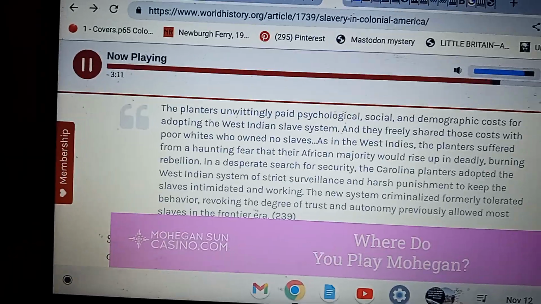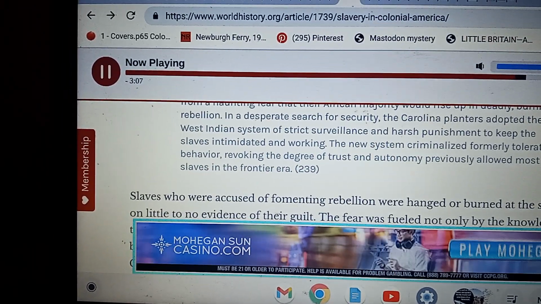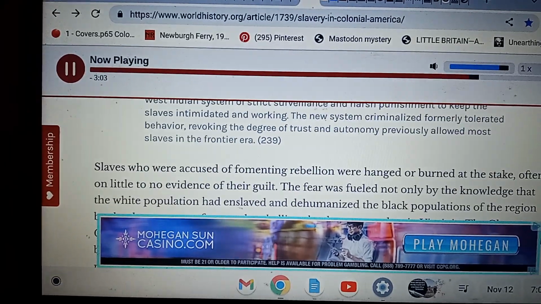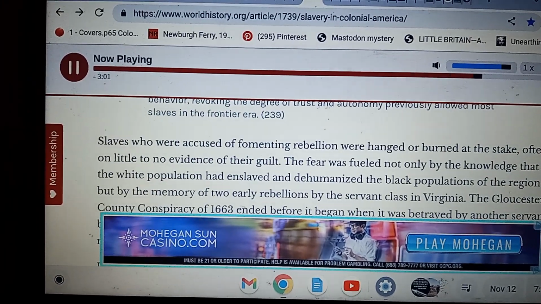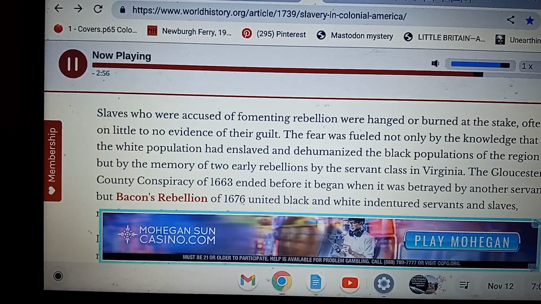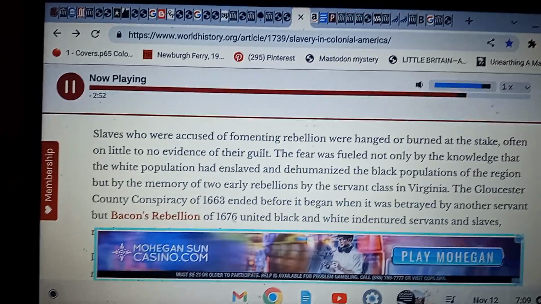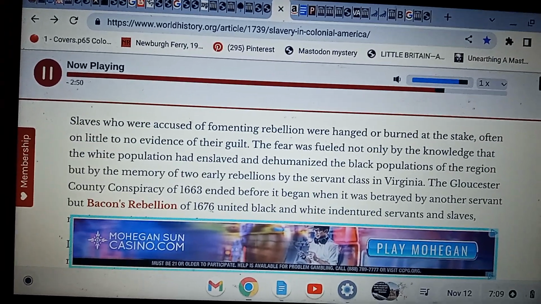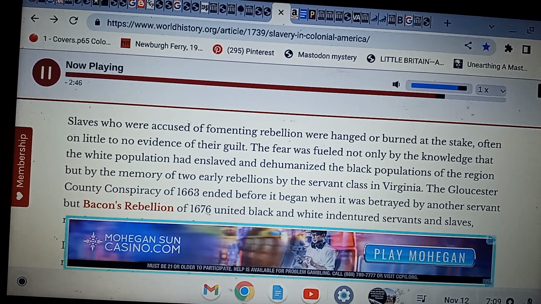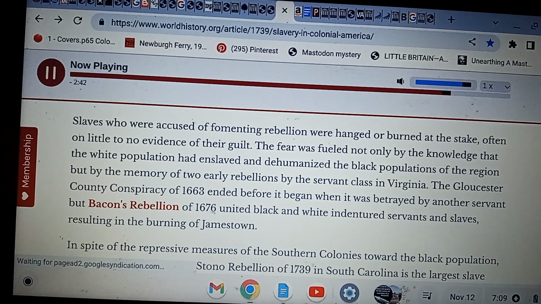The new system criminalized formerly tolerated behavior, revoking the degree of trust and autonomy previously allowed most slaves in the frontier era. 239 slaves who were accused of fomenting rebellion were hanged or burned at the stake, often on little to no evidence of their guilt. The fear was fueled not only by the knowledge that the white population had enslaved and dehumanized the black populations of the region, but by the memory of two early rebellions by the servant class in Virginia.